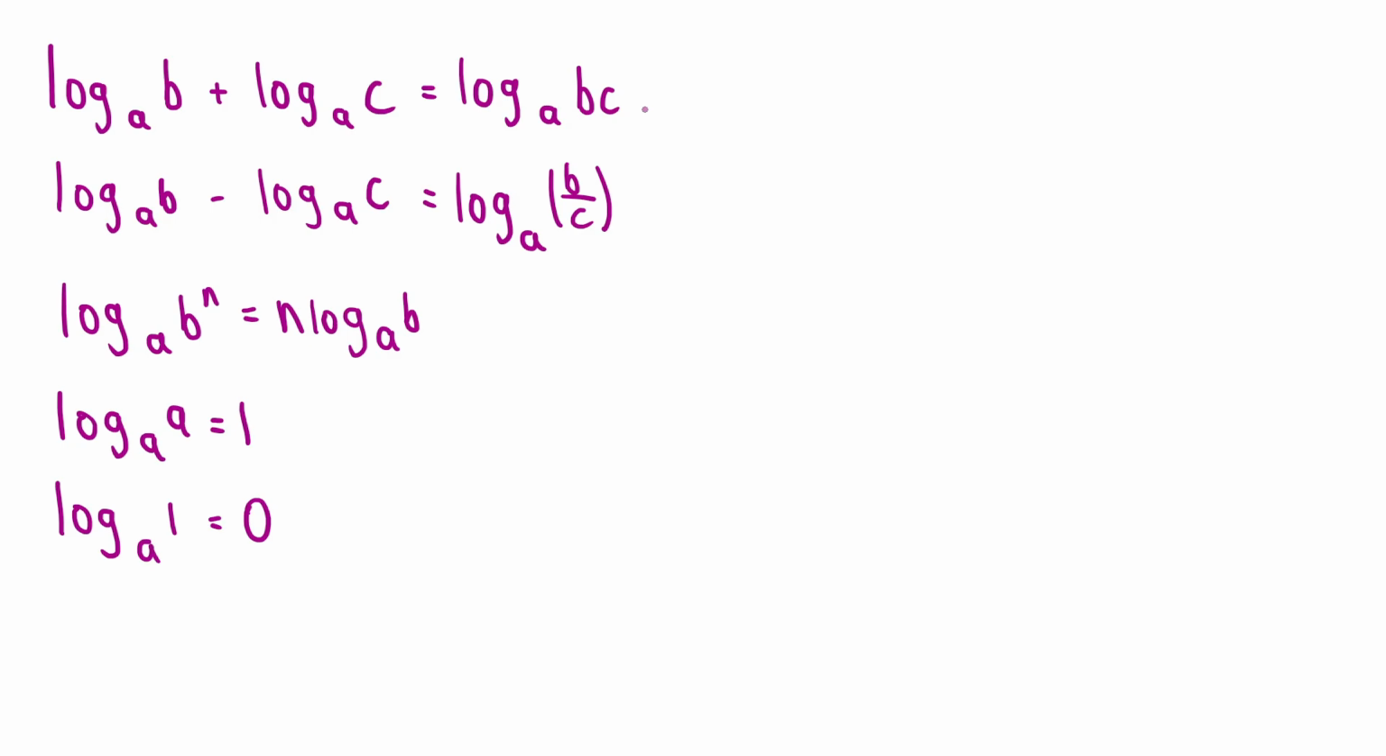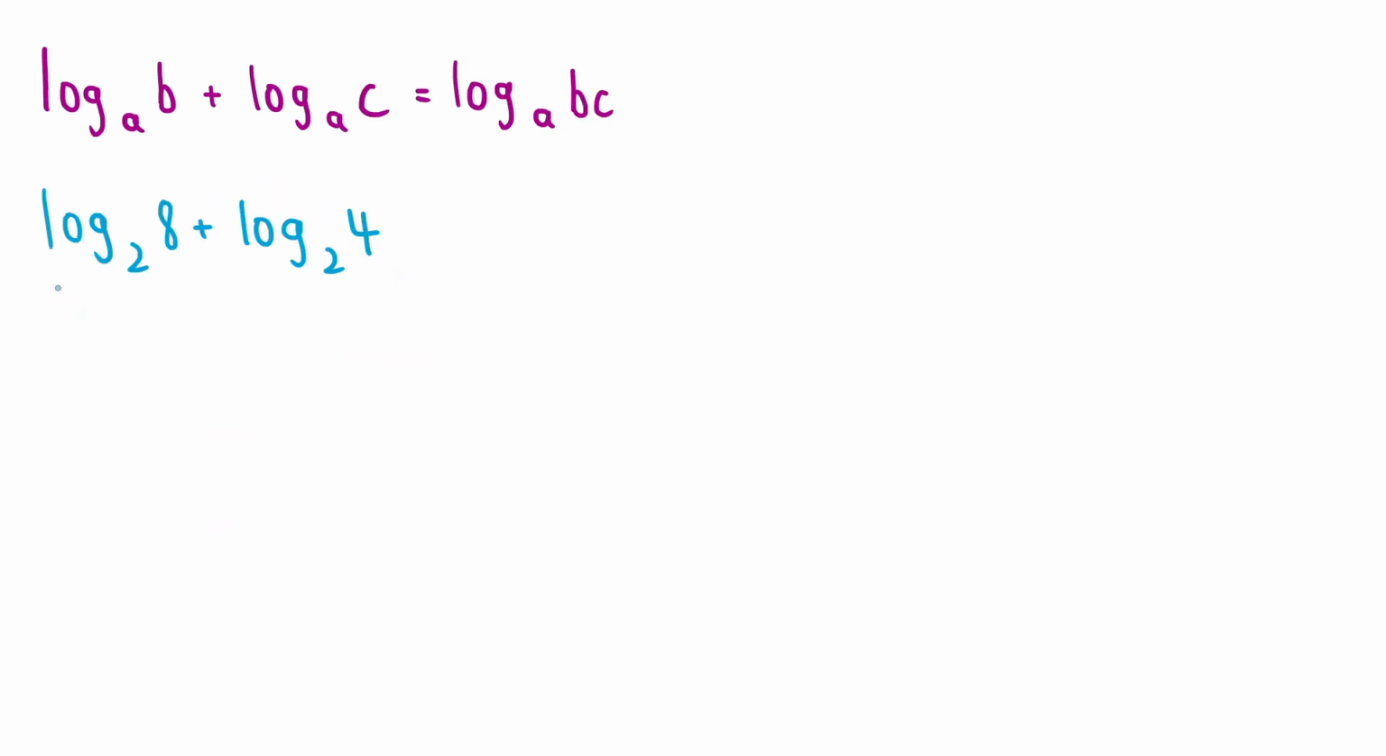The second property is similar and states that log base a of b minus log base a of c is equal to log base a of b over c. This means if we have a difference of two logarithms with the same base, we can combine it into a single logarithm where the argument is just the first argument divided by the second argument. I will show you how these two properties work before coming back to the other three.